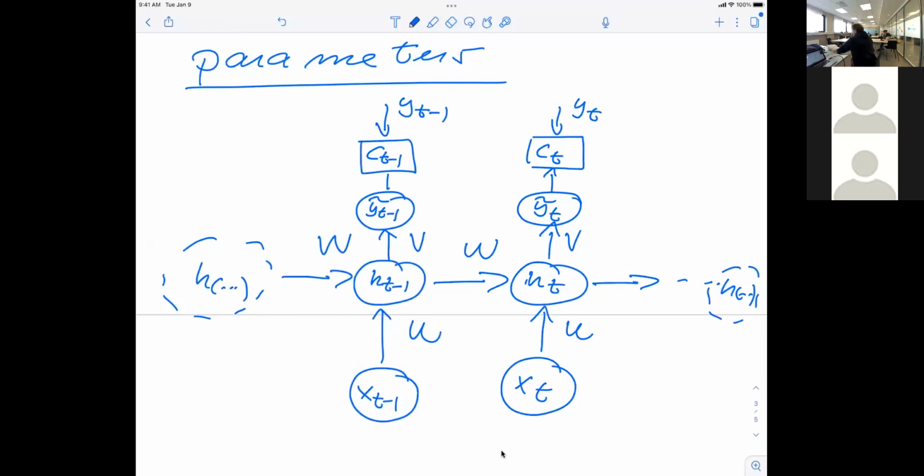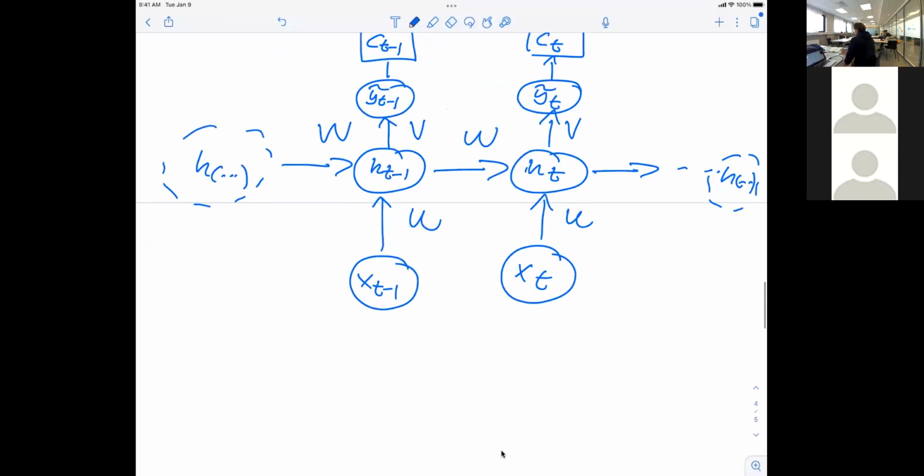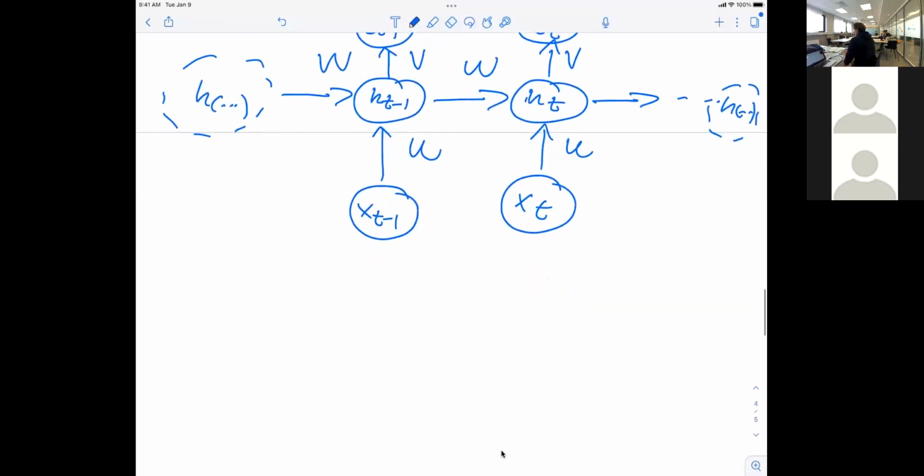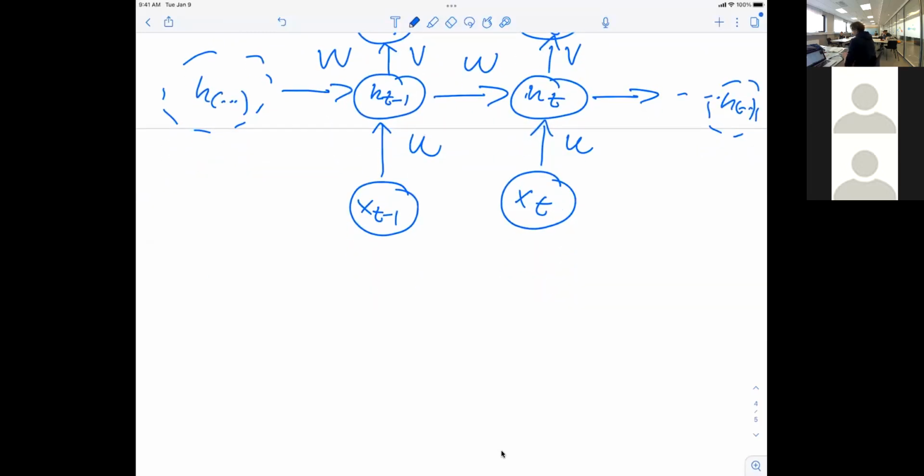So if you now look at, for each step now, you actually have a forward propagation. So you need to initialize it. So for each time step, there is a forward propagation.